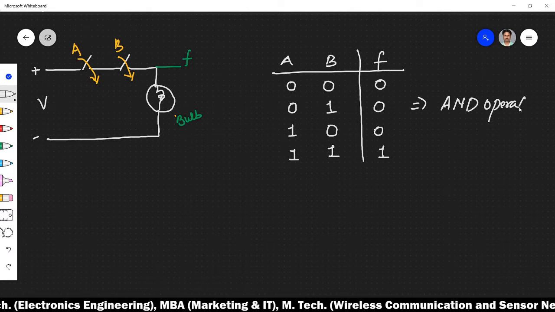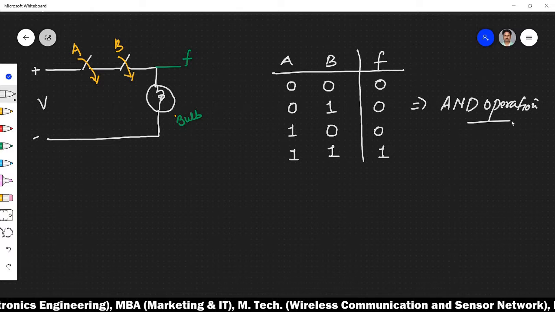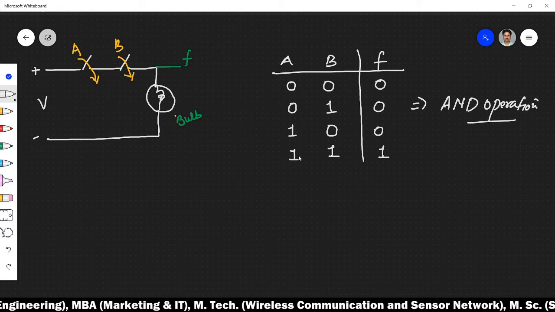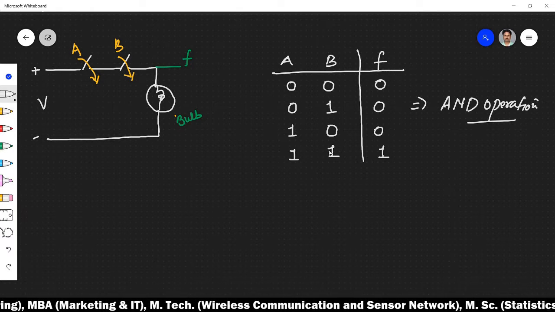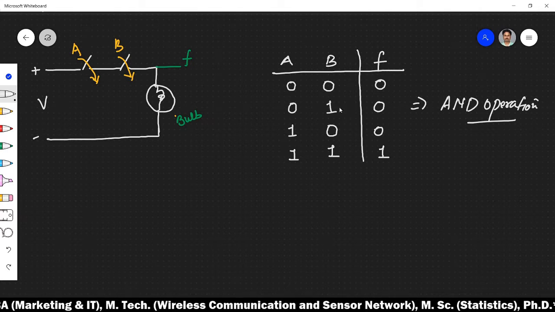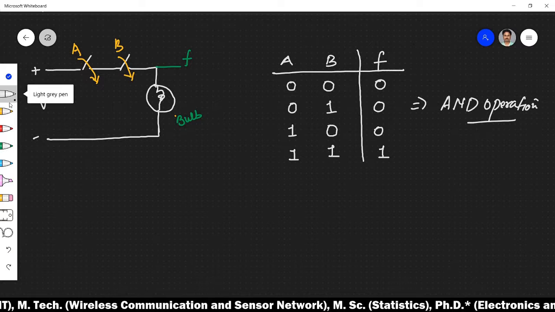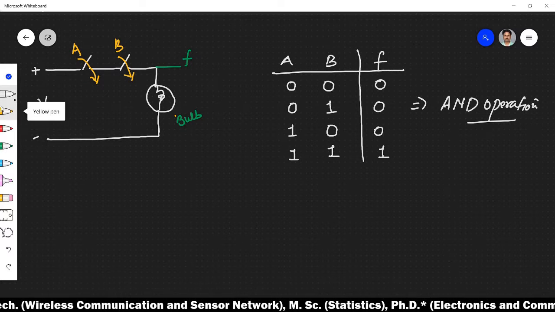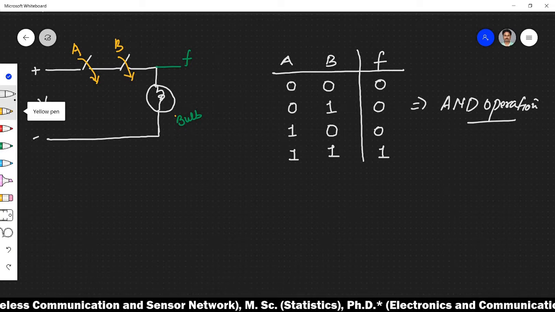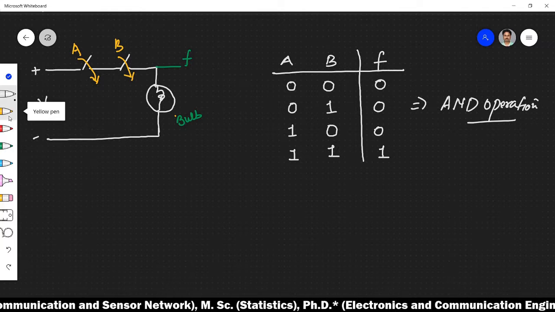And as we have already seen in the case of the AND operation, your output is high if and only if both the inputs are high, otherwise it is low. Okay, so this is the explanation of the switching circuit equivalent of the AND operation.